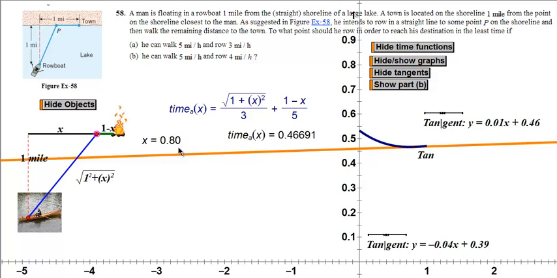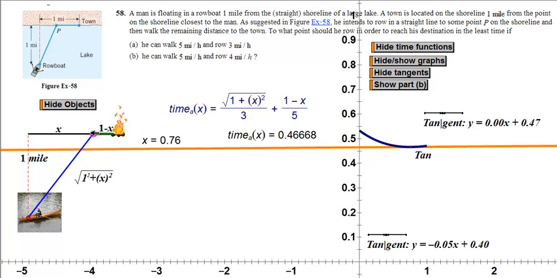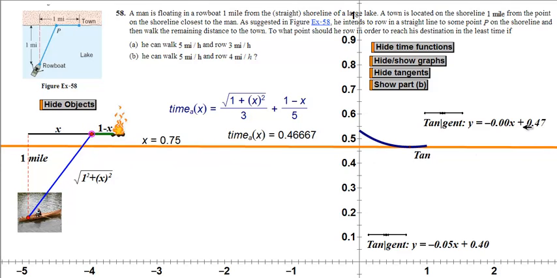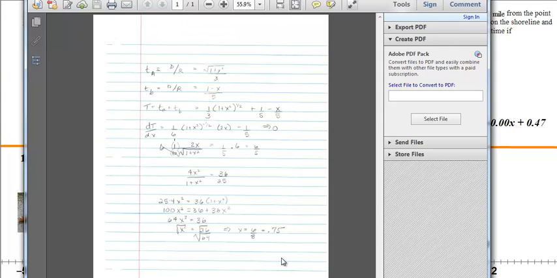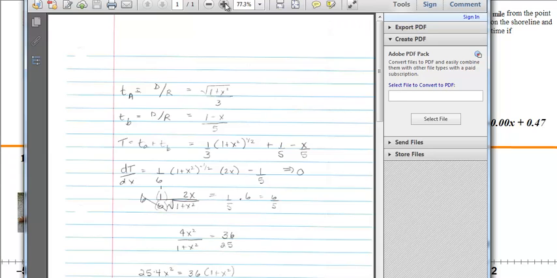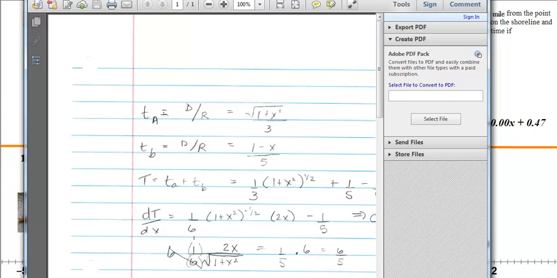So if I went 80% of the way rowing, I would take more time. So we can see algebraically, and we can see from the simulation here, that it should be 0.75. That's when the tangent has a slope of 0. Isn't this cool? All right, so now I know you guys are saying, well, we don't have technology, so what are we supposed to write? I know, I've heard you.